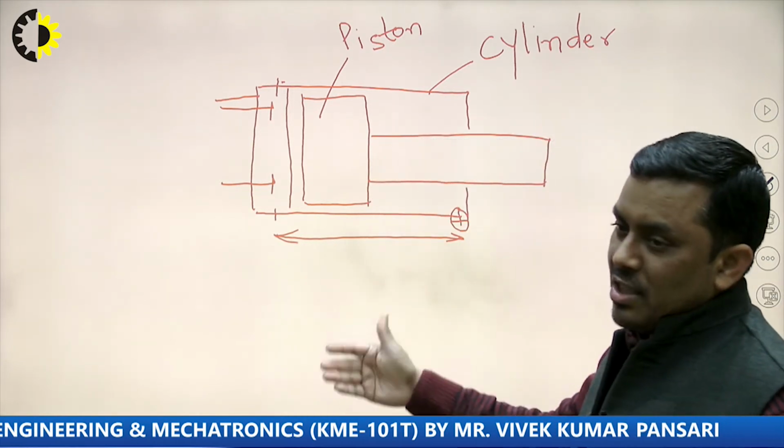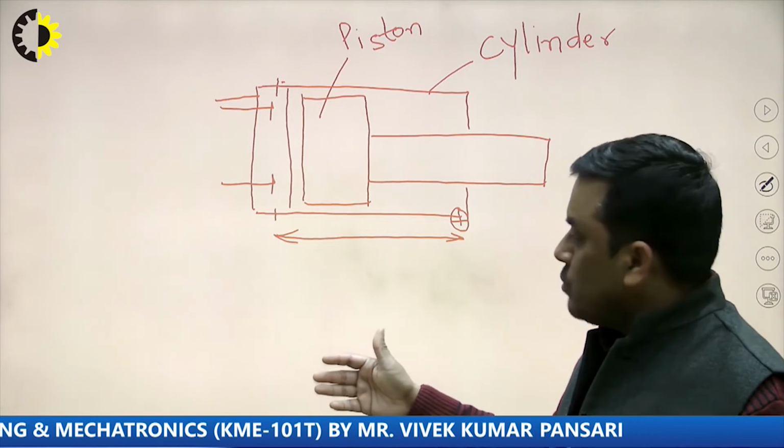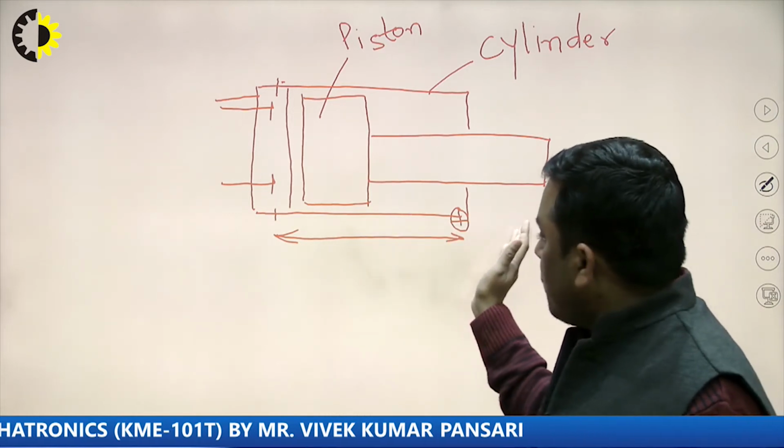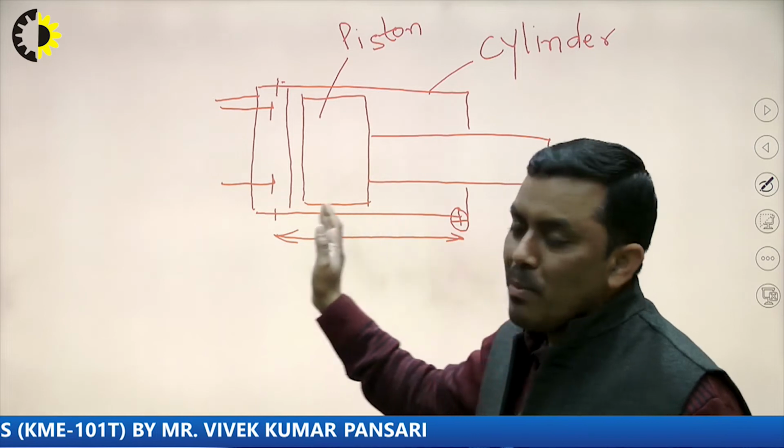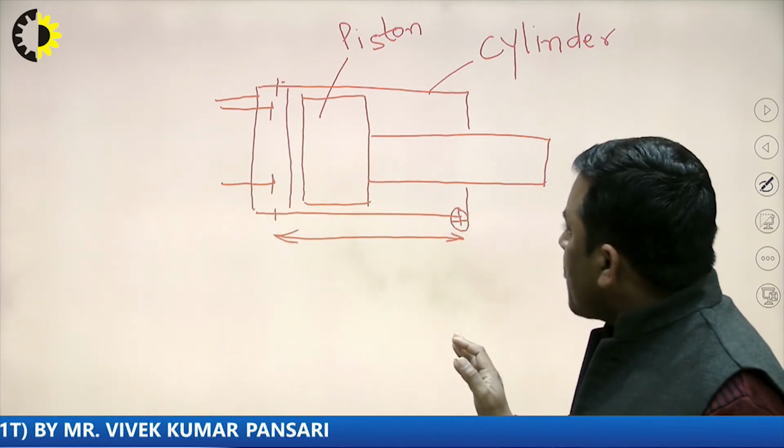So we talk about the 4-stroke engine and the 2-stroke engine. When we discuss the working, then definitely you will realize. So stroke means the movement of the piston from TDC to BDC.